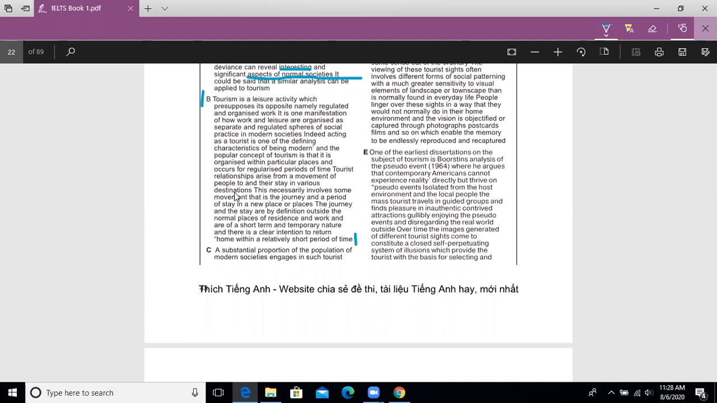That depends on that. If you visit Shimla for one day, you might not be able to make a lot of friends, but if you visit Shimla for a week, there are some chances that you'll make some more good friends. So your relationship depends on how you're traveling and for how long you're staying at that particular place. This necessarily involves some movement, that is a journey and a period of stay in a new place or places.